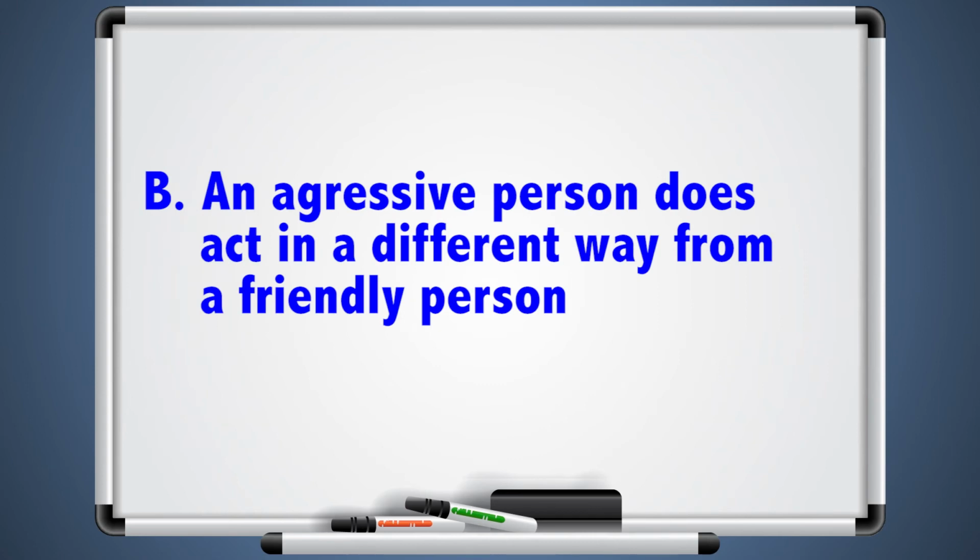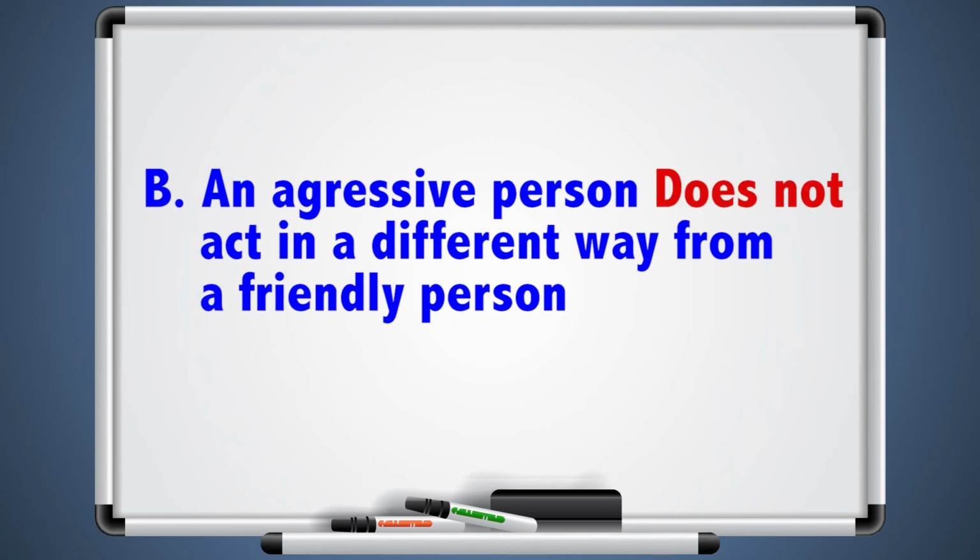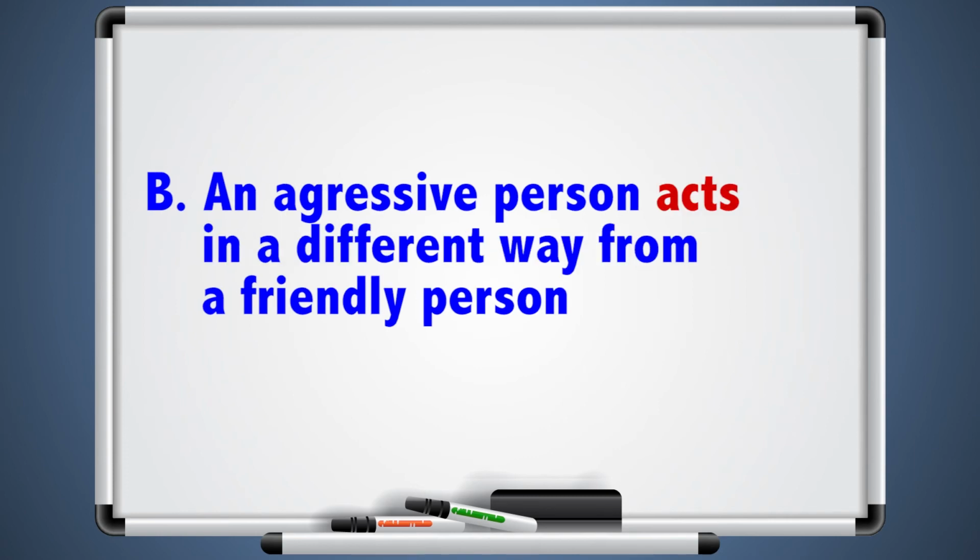B. An aggressive person does act in a different way from a friendly person. Yes, the mistake is in does. I have to say doesn't. So an aggressive person does not act in a different way from a friendly person. What do you think? What about the meaning? The meaning is not right. So an aggressive person acts in a different way from a friendly person.